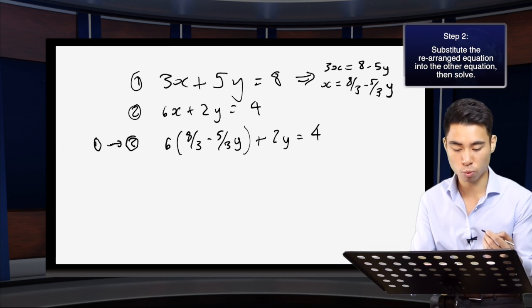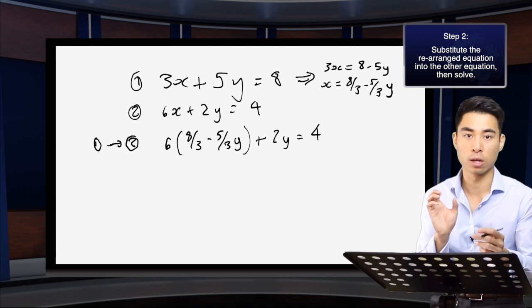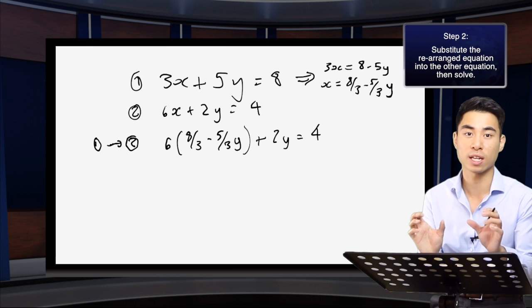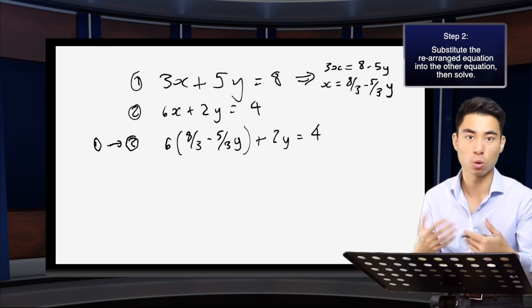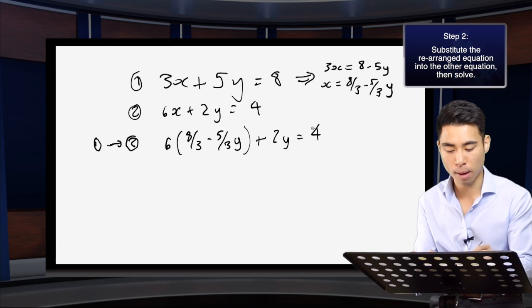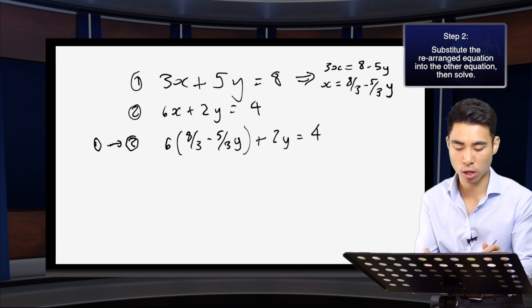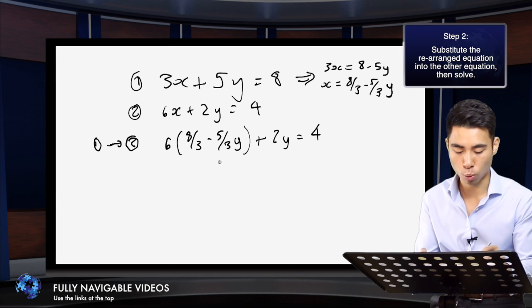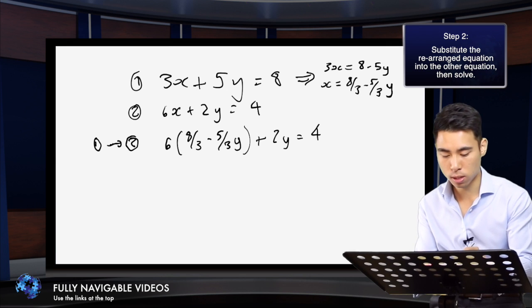This is always the case, regardless of whether we're looking at a combination between a quadratic and a linear equation, or a combination between a cubic and a quadratic equation. Once you've rearranged and substituted one equation into the other, you should be left with an equation involving only one variable. Okay, next step, we need to solve this.